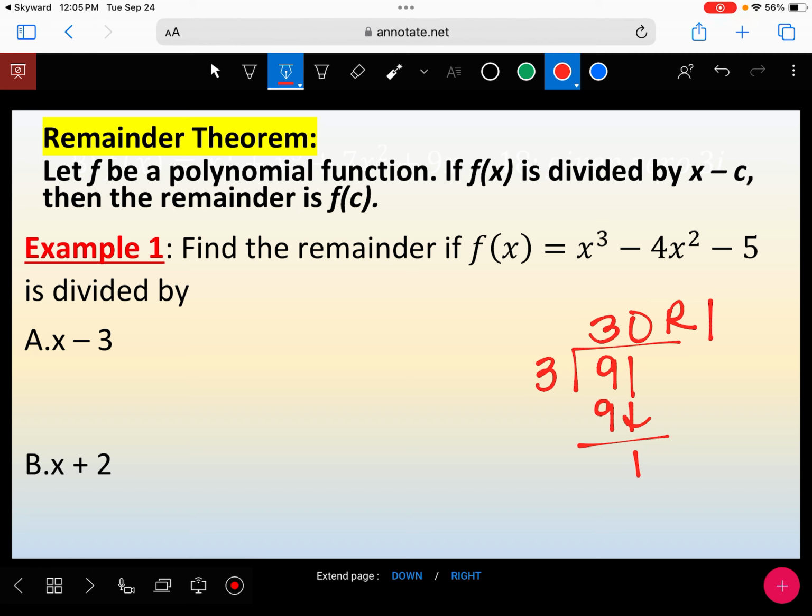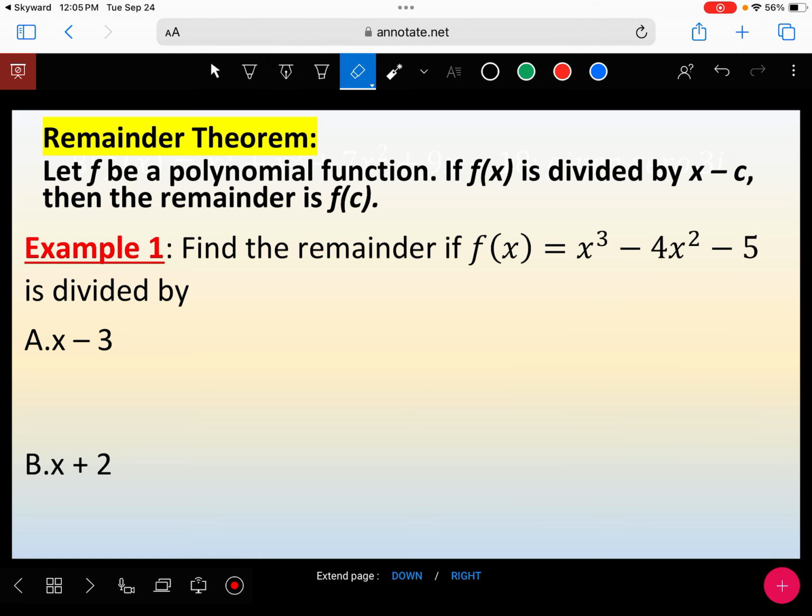So what's one way that we can find the remainder? So I'm going to give you a minute to copy down this example, and then we're going to talk about the first thing, which is the easiest part of this chapter, and that is the remainder theorem. So I'll give you a minute to copy that down, and then we'll work through it together. So we're saying if we have x cubed minus 4x squared minus 5, and I divide it by x minus 3, what will be the remainder? What's left over? The remainder.